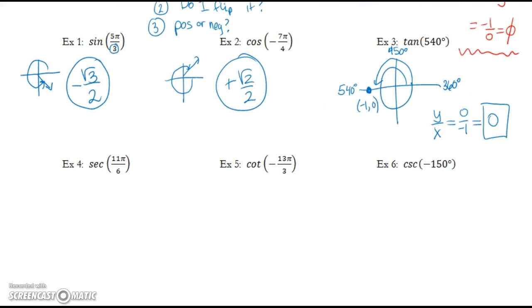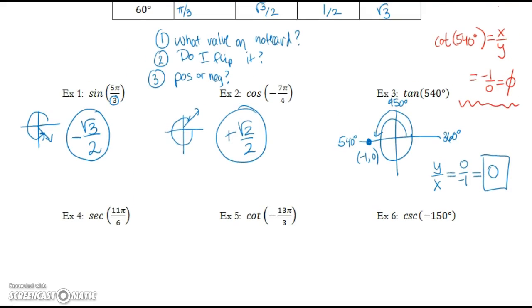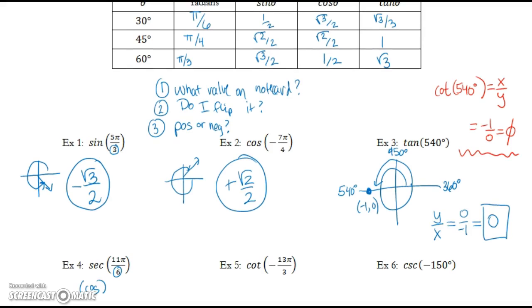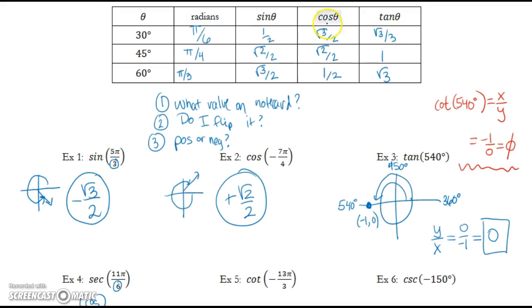All right, let's take a look at example 4 here. So in example 4, again, the first thing we want to do is figure out what value we're going to use on the note card. Secant is the reciprocal of cosine. So we're going to go into the cosine column and use this π over 6 to determine what row we're in. We're looking for cosine of π over 6. Cosine of π over 6 is √3 over 2. So that's the value that we're going to use.